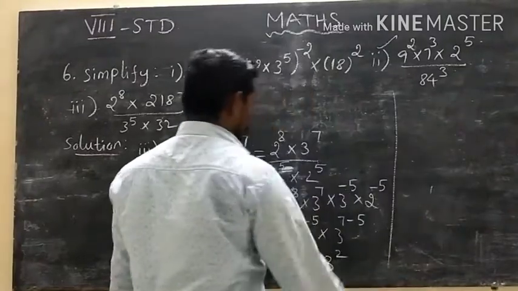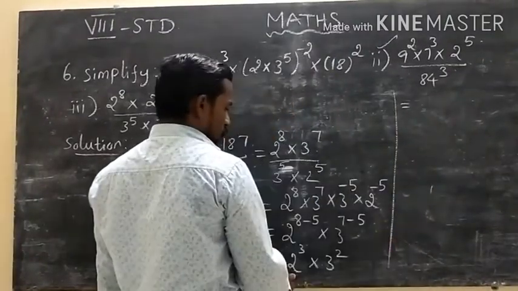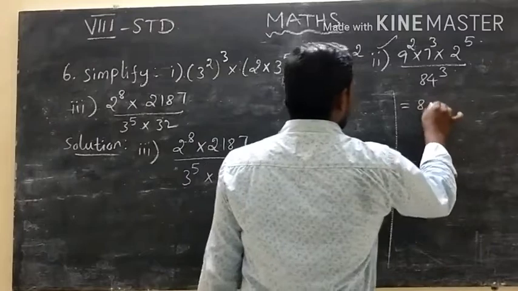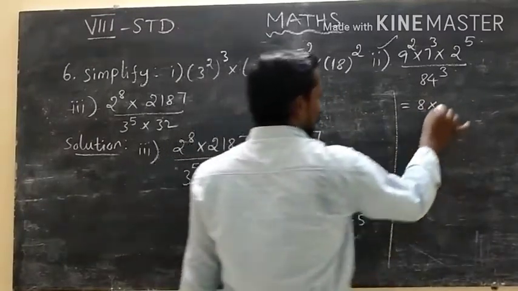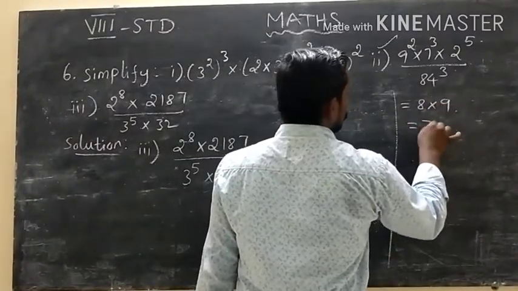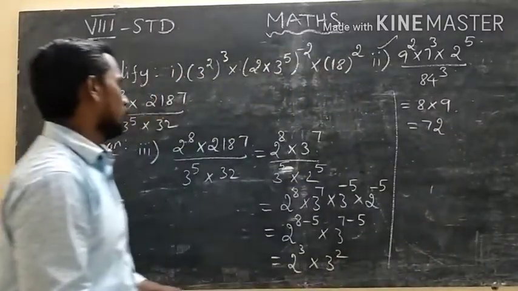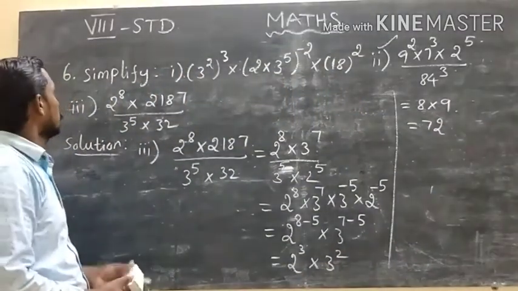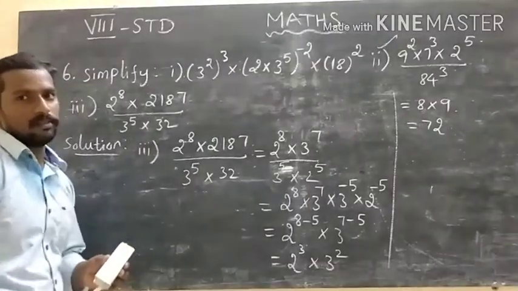Then finally your answer is 2 power 3, which is 8, into 3 power 2, which means 9. So 8 9s are 72. That's all your answer. I have to solve this question. The second question is your homework.